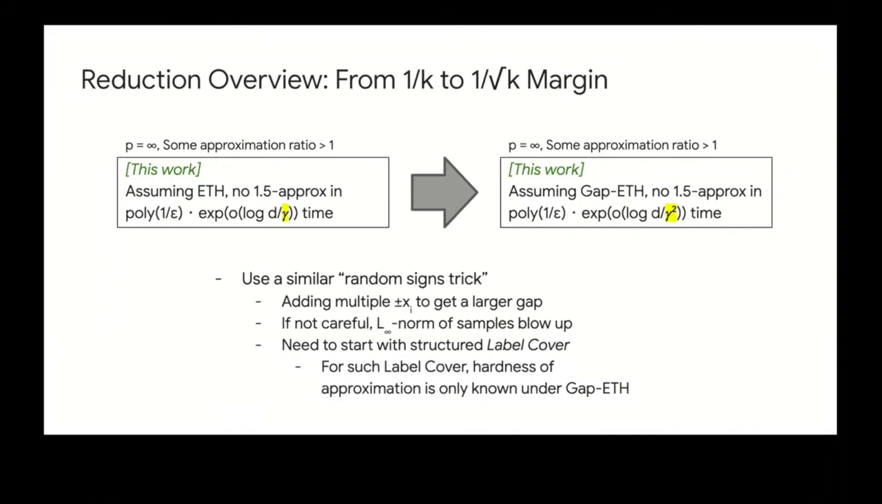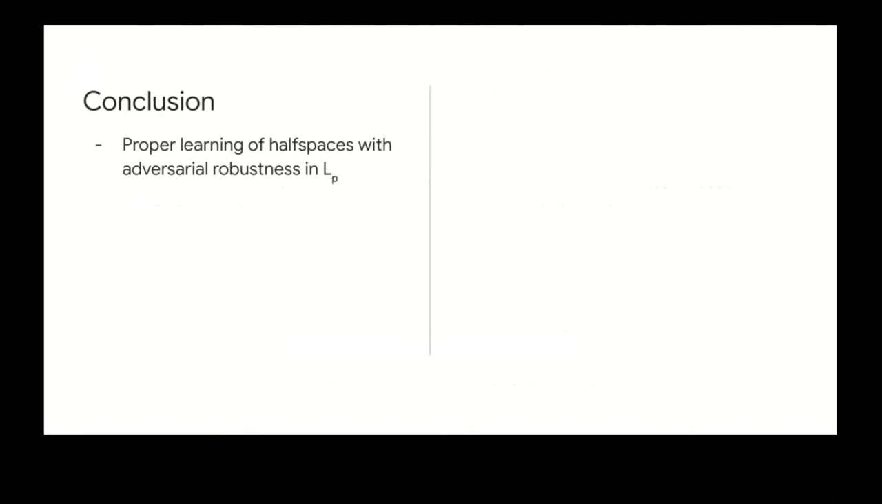Okay, so I think that's all I have to say for the reduction. So let me very quickly conclude here. In this talk, we discussed proper learning of half spaces with adversarial robustness in L_p and in the setting where there is agnostic noise. Our main algorithm is that for p greater than or equal to 2 and less than infinity, we give a 1.1 approximation algorithm that runs in time poly in d over epsilon and exponential in p over gamma square.